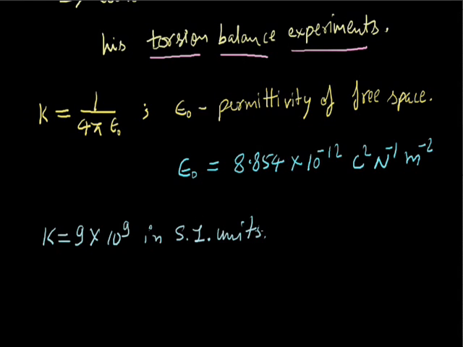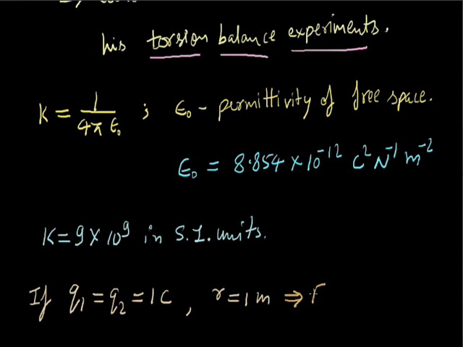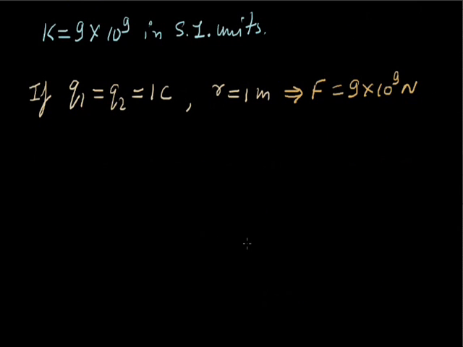Now if we put Q1 equal to Q2 equal to 1 Coulomb and r equal to 1 meter, then we will get force F as 9 into 10 raised to the power 9 Newton. As per this, we can give the definition of 1 Coulomb charge.